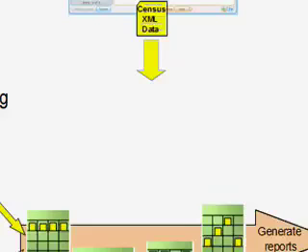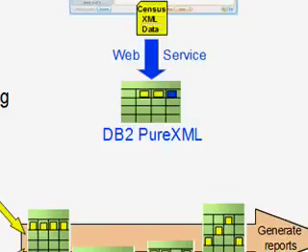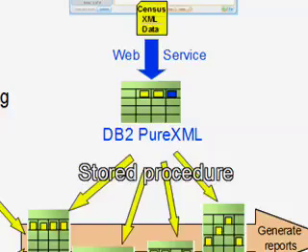A better option is to take advantage of Lotus Forms' ability to consume web services, and the pure XML capabilities of DB2. Lotus Forms submits the census data directly to the web service, where the data is stored as XML, shown in blue, and stored procedures can automatically handle moving the necessary data into the relational tables.